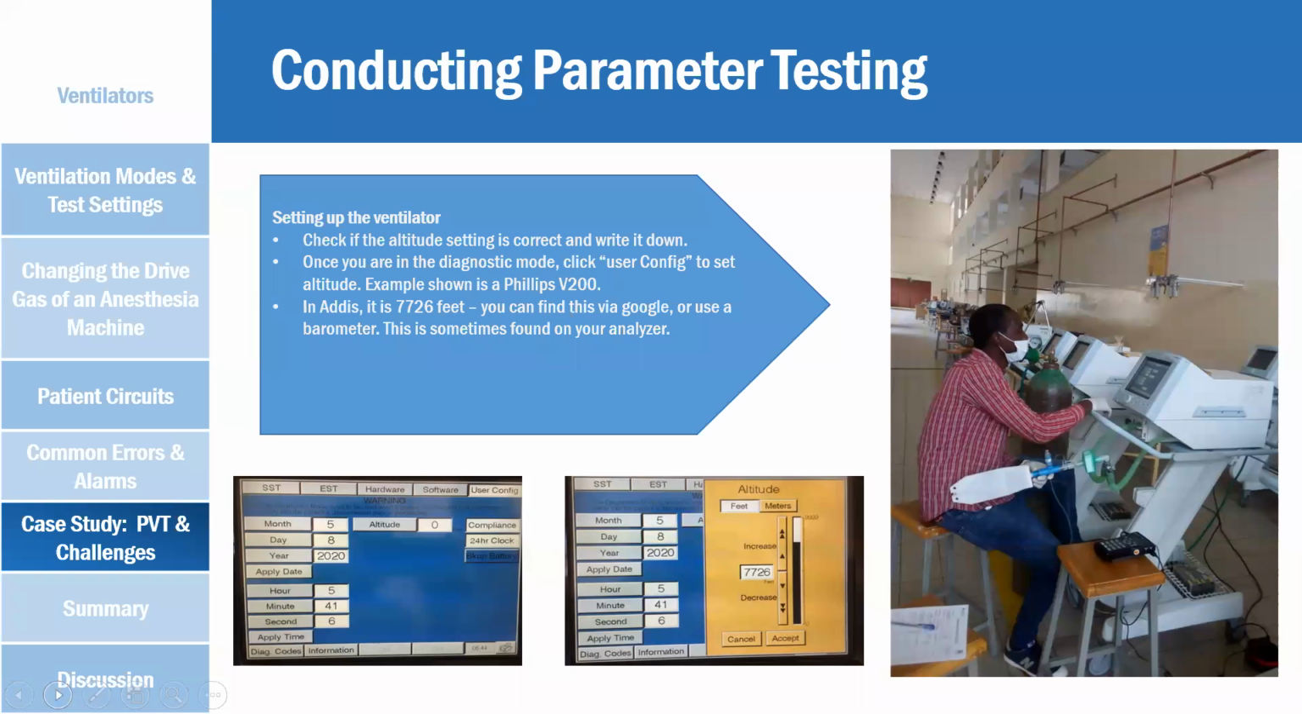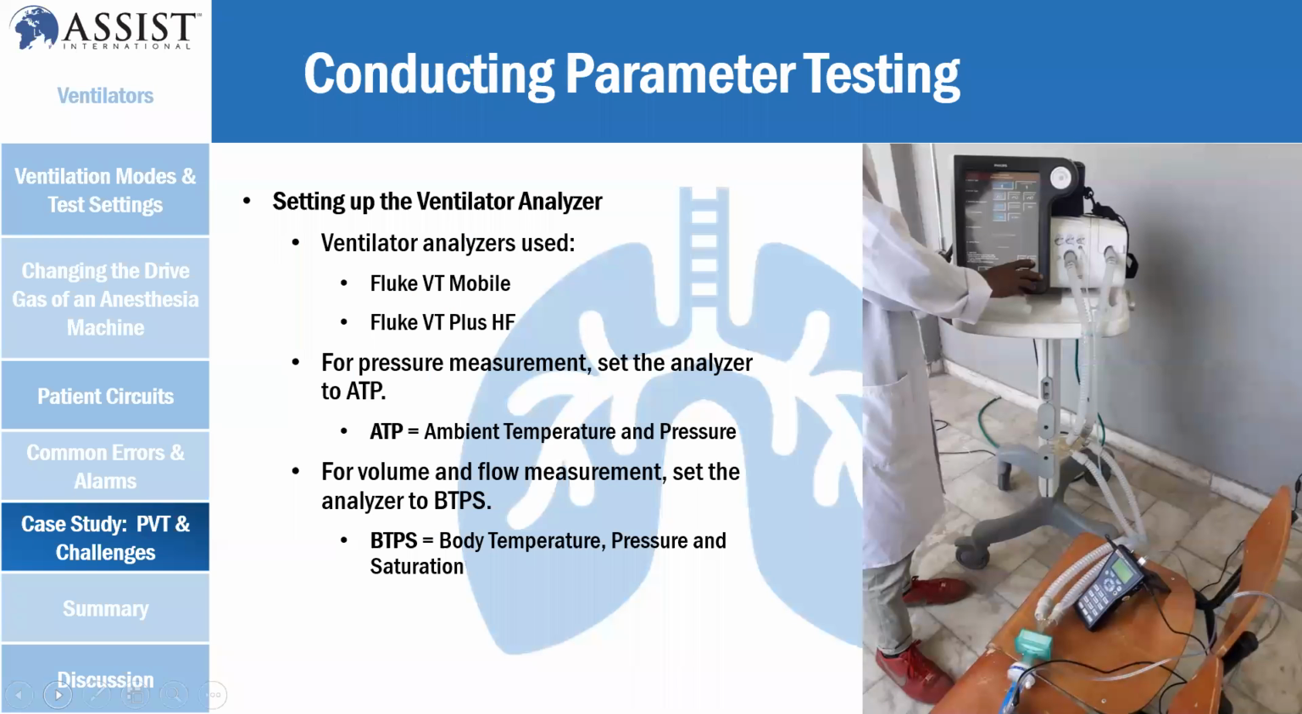This particular information you can see on Google. So when you type altitude of Cambodia, for example, Phnom Penh, it is going to show you what the feet look like from sea level. So these are very important. And some analyzers have a barometer on the ventilator analyzer. You can refer to that particular barometer and get the reading as well. So these are the parameter tests.